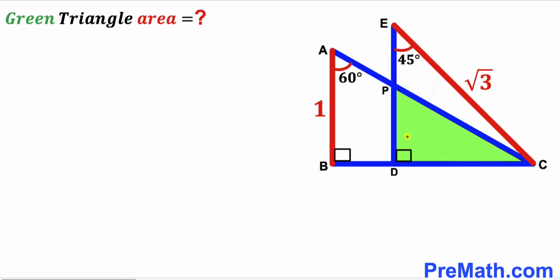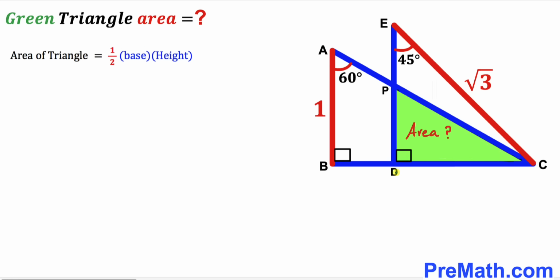Let's recall the area of a triangle formula. Area is always equal to a half times base times the height of the triangle. Here we can see the base of this green shaded triangle is segment CD, and the height of this triangle is DP. So our task is to calculate the segment lengths CD and DP.